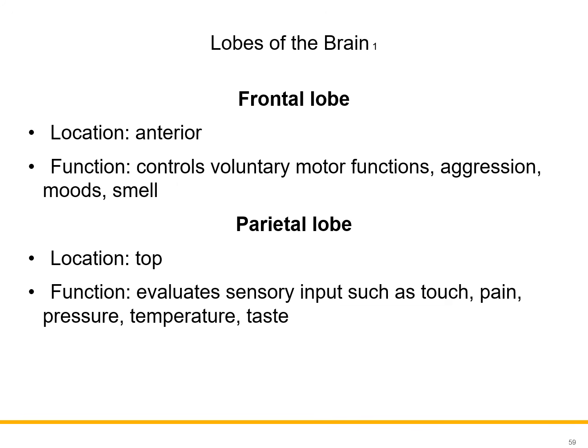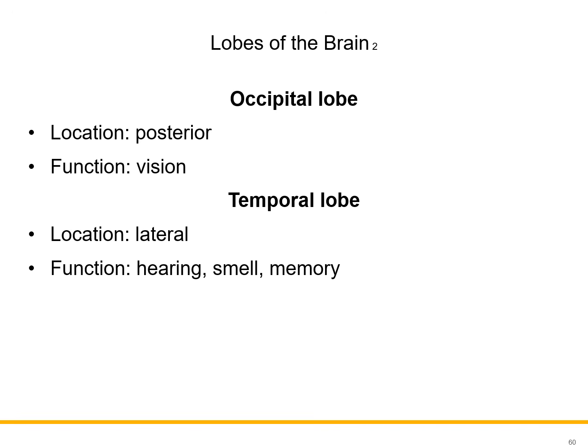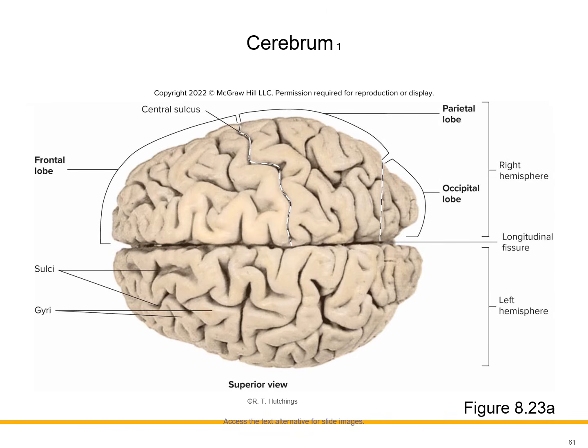The parietal lobe is located at the top, and it mainly works to process sensory input, such as those that are listed right here. The occipital lobe is located posteriorly or at the back of the brain and controls our vision or our eyes. The temporal lobes are at the sides, and their function involves hearing, smelling, and memory. This photo shows us a superior or top view of where each hemisphere and lobes are located.